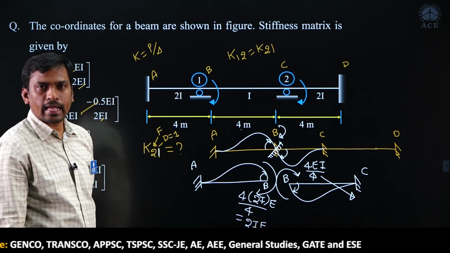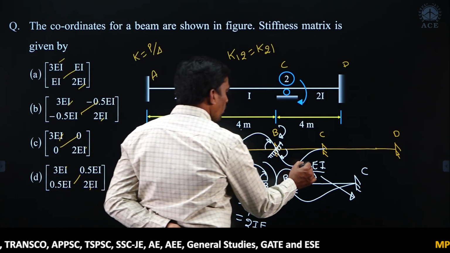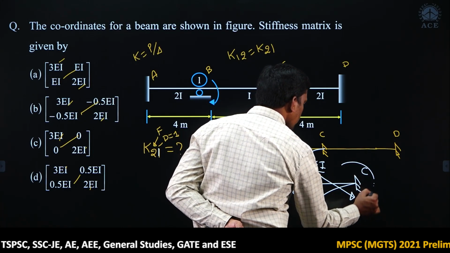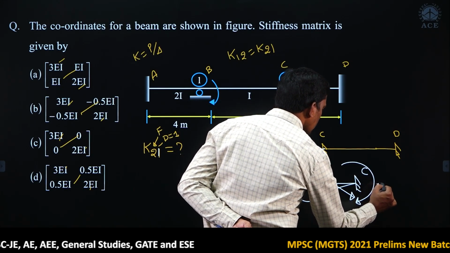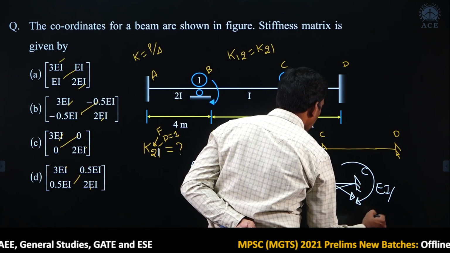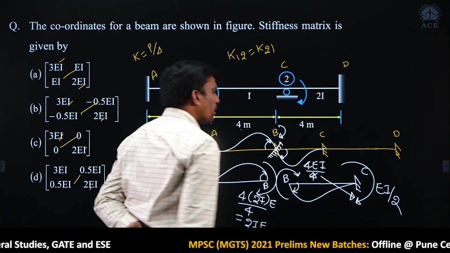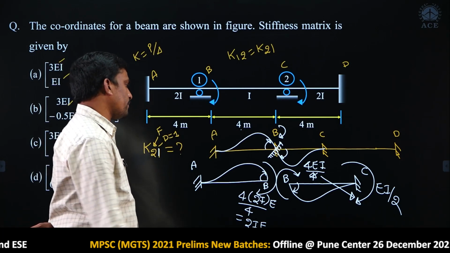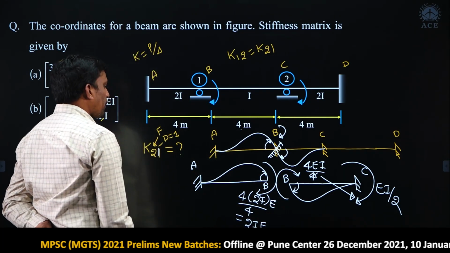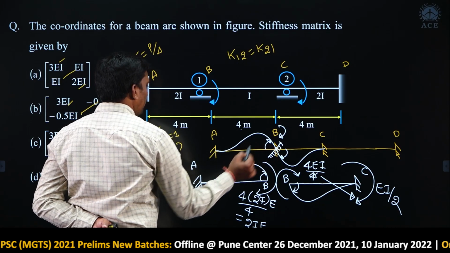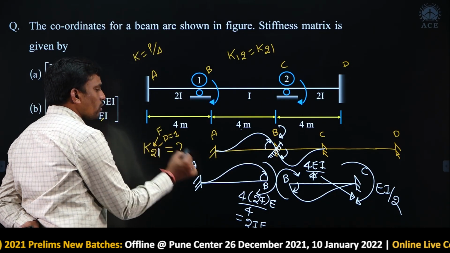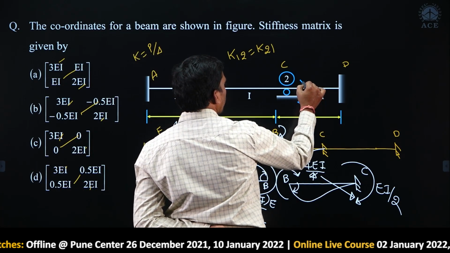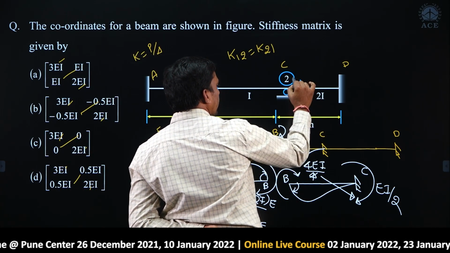Then for far end fixed support, how much moment will carry over? Half of the moment will carry over, in the same direction. So 4 gets cancelled, what is the half of the moment? Same direction, clockwise, EI by 2, half of the moment will carry over, right. Now we applied unit rotation at B and we have to find the force at coordinate 2. What is coordinate 2? Coordinate 2 is rotation at C.